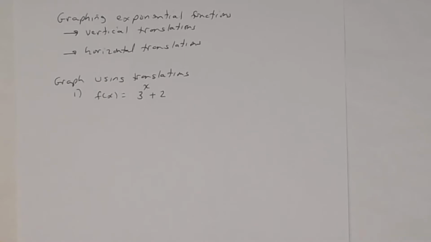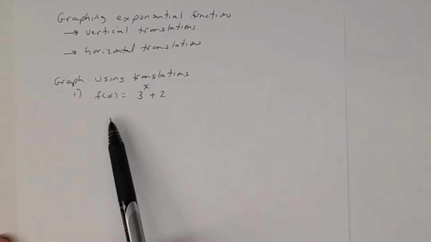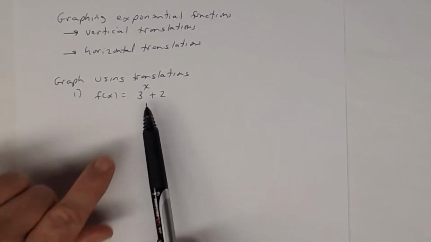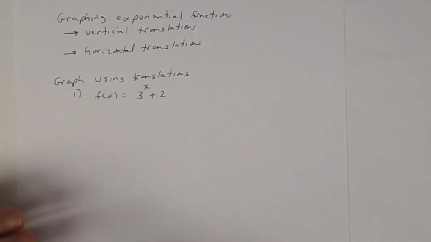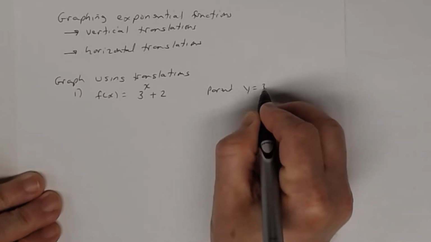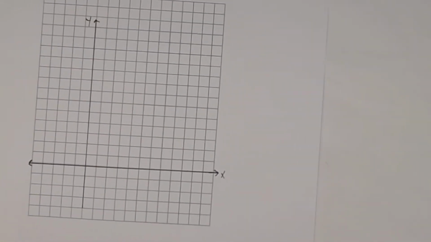So suppose I wanted to graph the following function. All right, so suppose our function is f of x equals 3 to the x plus 2. So just as in previous lessons, we're going to, first of all, graph the parent function. And so the parent function would be 3 to the x. So remember, the parent function here is y equals 3 to the x. So let's go ahead and graph the parent function first.